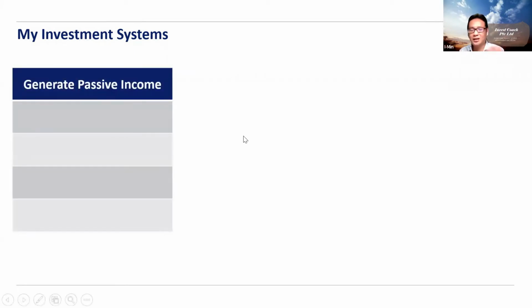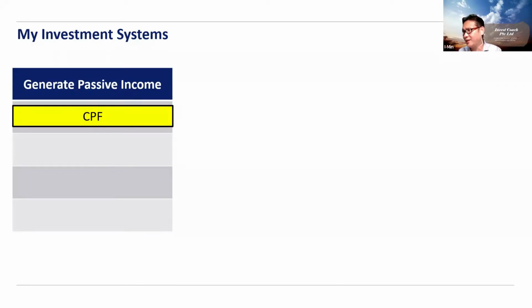Okay, I'll just show you my example. So obviously the main bulk of my money is there to generate passive income. And I actually use different instruments, for example, CPF. You may be wondering, CPF is an investment instrument? Definitely. Since all of us need to use CPF, why don't you learn more about it? Maximize it. This is definitely a very good investment instrument.